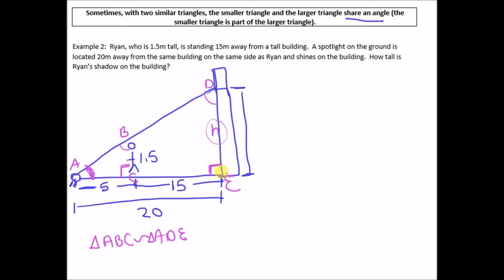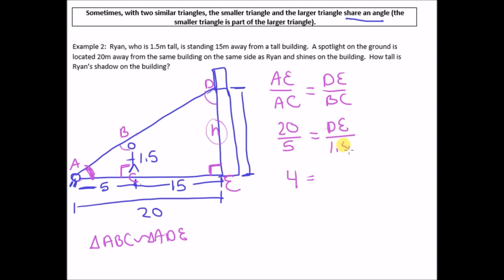So let's go AE over AC, okay? AE over AC, and that ratio is going to be equal to DE over BC. Okay, so we're going to have 20 over 5. So that's beautiful because that's just 4. And then we don't know what DE is, but it's going to be over 1.5.